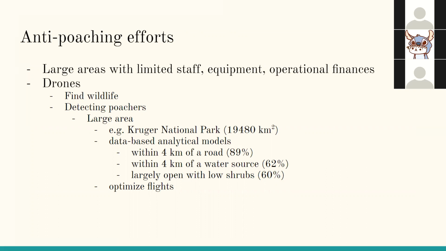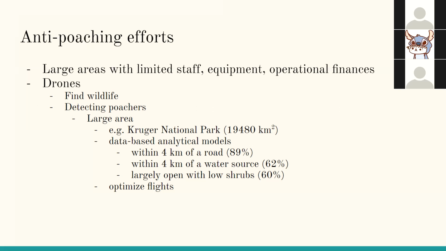detecting poachers themselves. However, even with the help of drones, in some cases, compared to the large size of some of these areas, for example, the Kruger National Park that covers 19,480 square kilometers, the area that can be patrolled during one drone flight is extremely small.